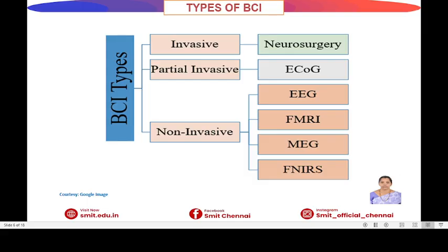Here we have some types of BCI. Generally BCI is classified into three types. First one is invasive, second one is partially invasive, and third one is non-invasive. What does invasive mean? That is a measurement which is performed inside the body. The best example is neurosurgery. Partially invasive examples are ECoG. Non-invasive examples are EEG, fMRI, MEG and fNIRS.